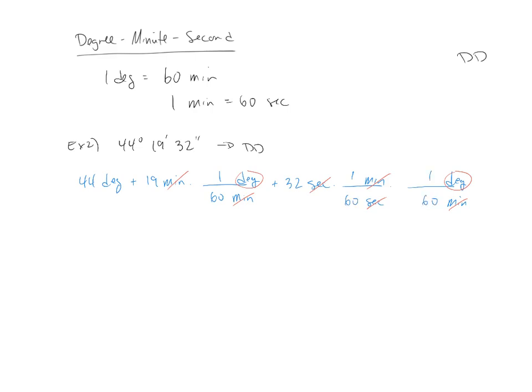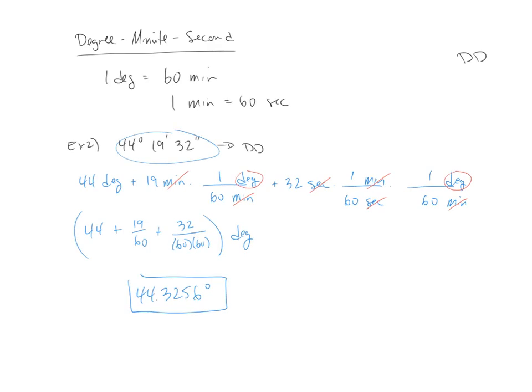So if I add all of this stuff up, I'll have 44 plus 19 over 60 plus 32 over 60 times 60. And all of that would just have the single unit degree on it. So when we add all of this stuff up in our calculators now, we'll get 44.3256 degrees, which is equivalent to the original 44 degrees, 19 minutes, and 32 seconds.